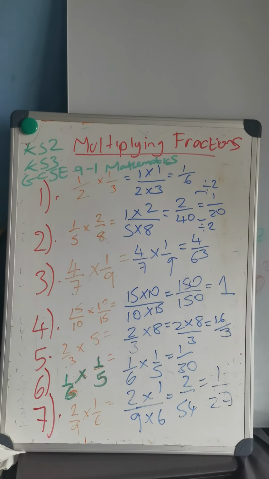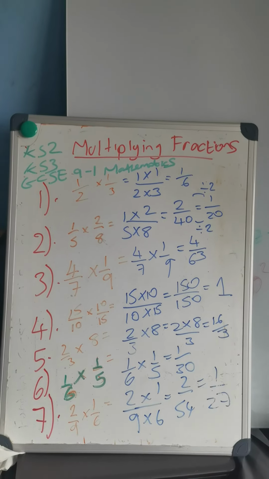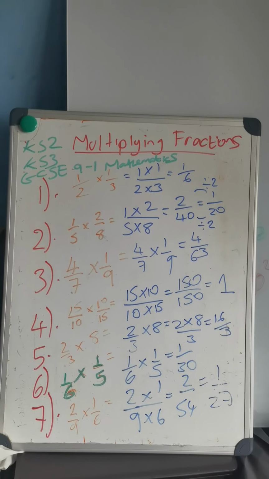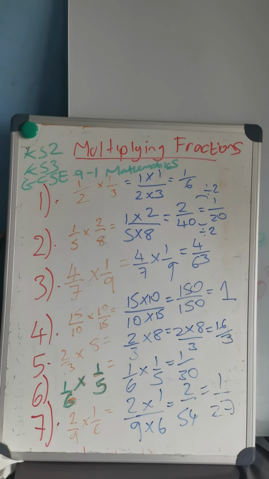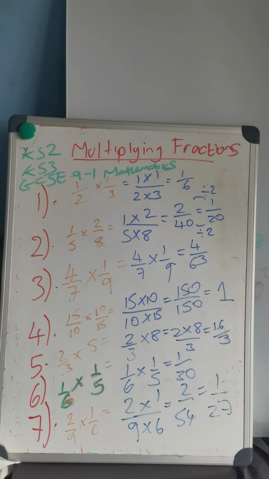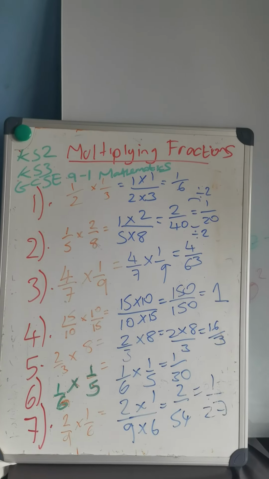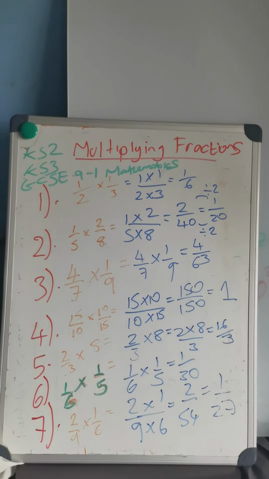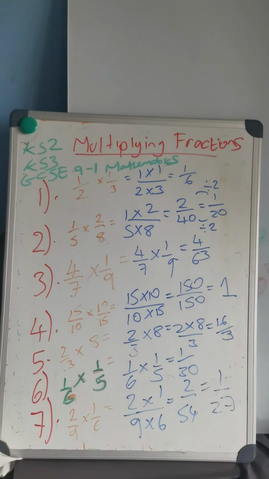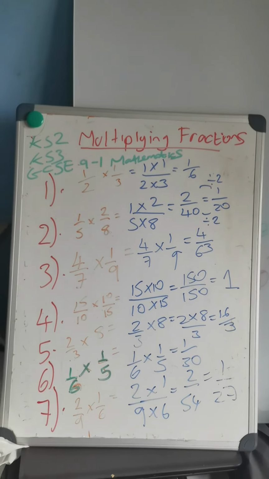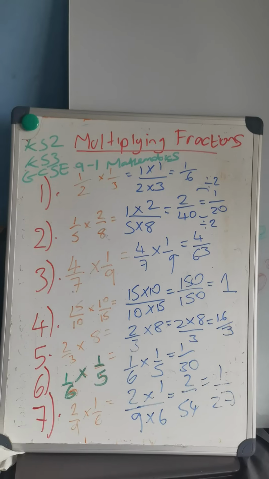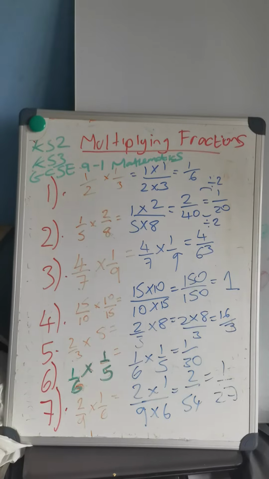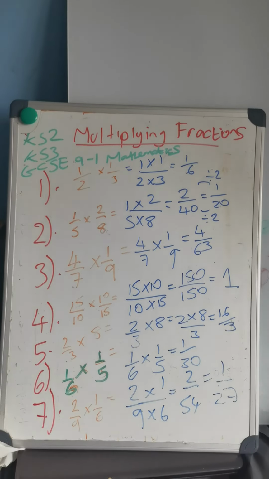Okay, this is question number 4. 15/10 times 10/15. So I do 15 times 10 divided by 10 times 15. Well, 15 times 10 is 150, divided by 10 times 15, which is also 150. Now, this one's a slightly interesting example. If you divide anything by itself, the answer is always the whole number 1. 150 out of 150. Remember that line means division. 150 divided by 150 is 1.